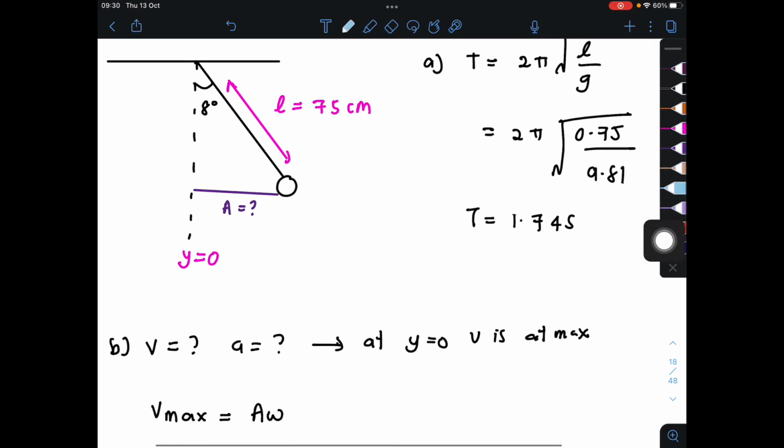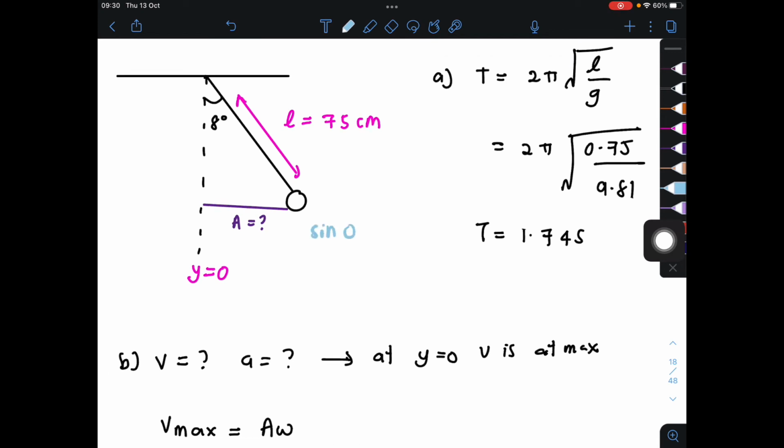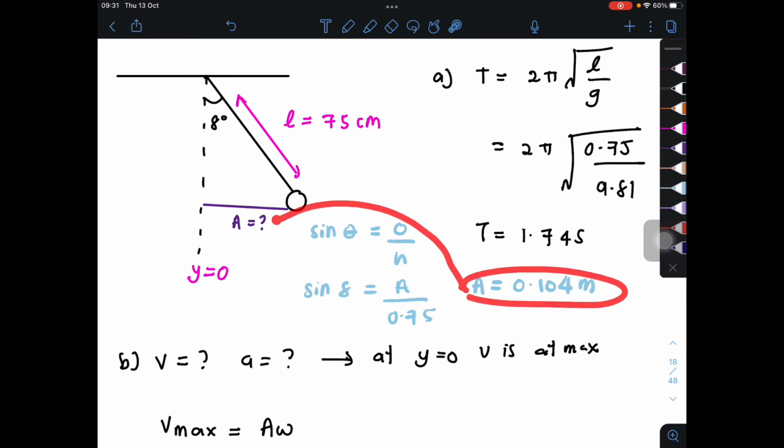Where sin theta is equal to opposite divided by hypotenuse. So sin of 8 degrees, opposite is the amplitude, divided by hypotenuse is the length, which is 0.75. So the amplitude will be equal to 0.104 meter. So the amplitude here is equal to here.